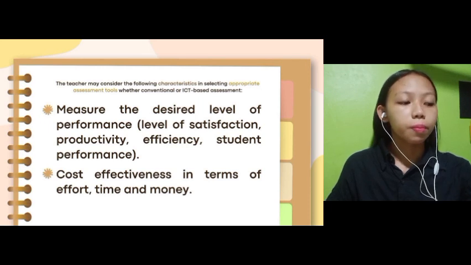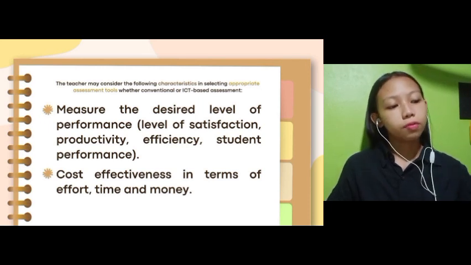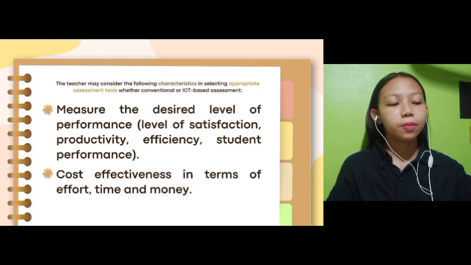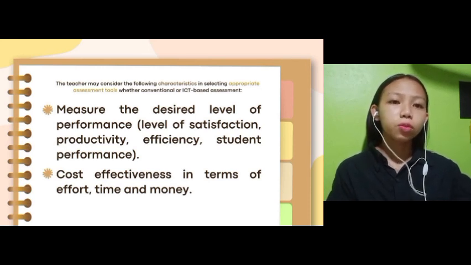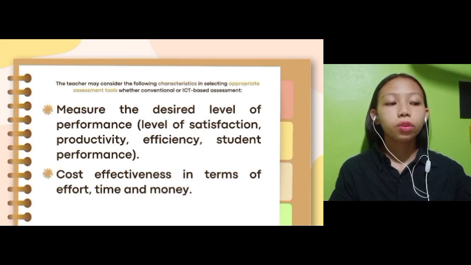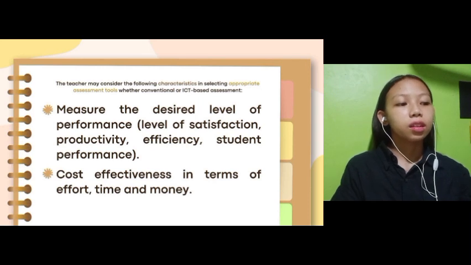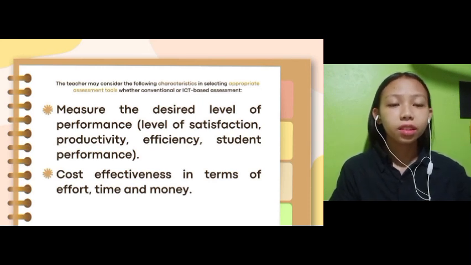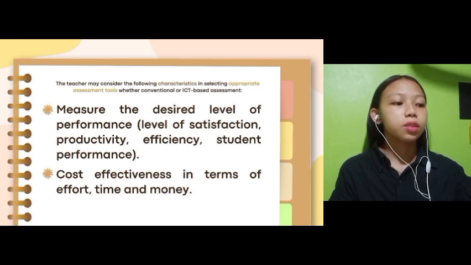Next, cost effectiveness in terms of effort, time, and money. So the assessment tools that we choose should be worth the effort, time, and money that we spend to achieve the desired result, or to achieve the desired assessment that we need to assess our students' learning.